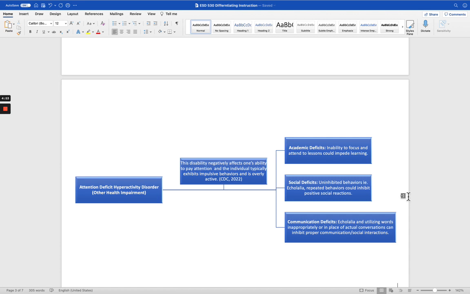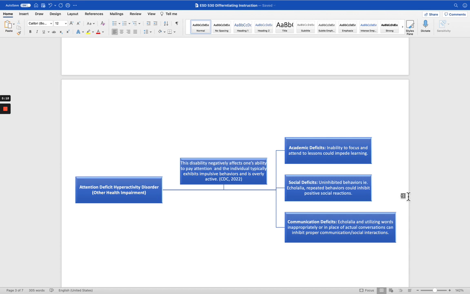Next is ADHD. This is under the other health impairment category. This disability negatively affects one's ability to pay attention, and the individual typically exhibits impulsive behaviors and is overly active. Academically, this will manifest as an inability to focus and attend to lessons.